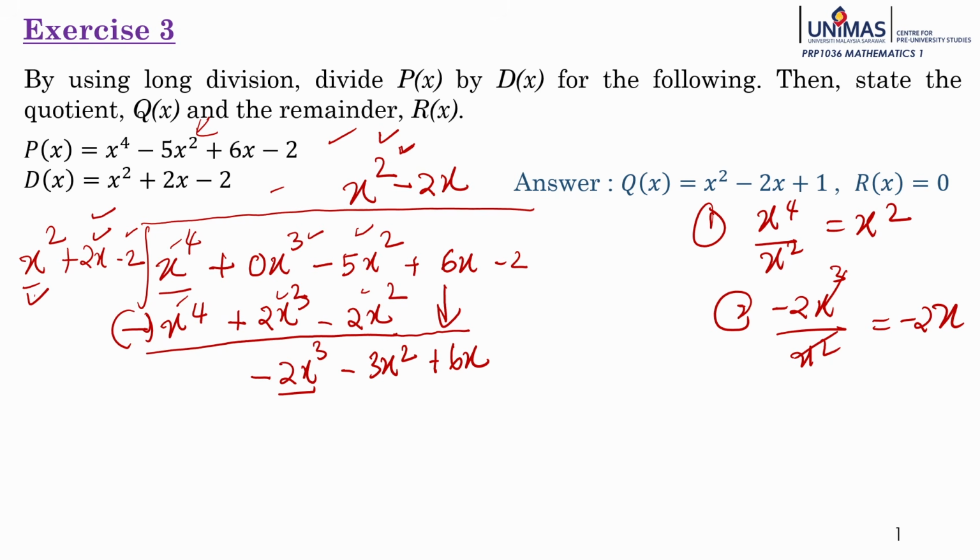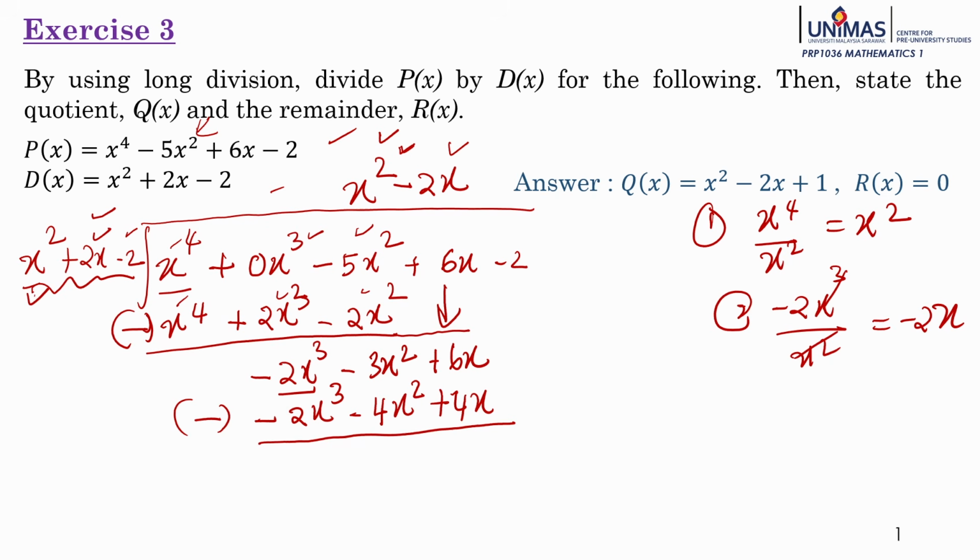After dividing, we have to multiply. So negative 2x here times this one, right? So we get negative 2x cubed minus 4x squared, minus times minus again is positive, right? Plus 4x. After that we have to subtract here. This one must be 0.